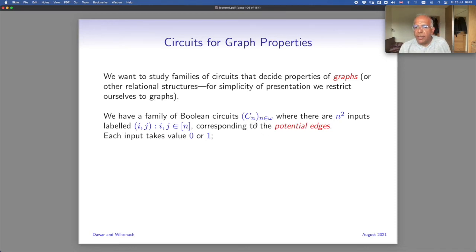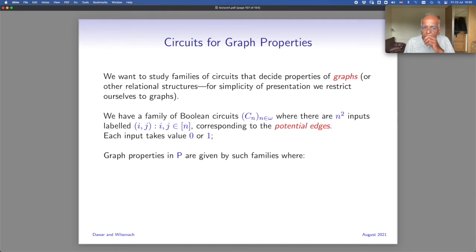A graph on n vertices, let's say a directed graph, has n squared potential edges. So there are n squared pairs of vertices, each of which may be an edge or not. In other words, for each potential edge, there's a value 0 or 1. And so this sequence of n squared zeros or ones describes the graph. This is very much like our string encoding of relational structures, except we're restricting to one binary relation. We provide that binary relation as an input to a circuit, and the circuit tells us yes or no, and it decides a graph property.